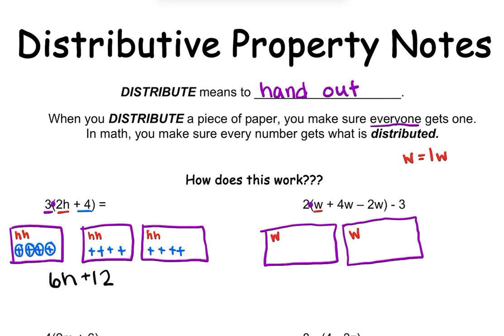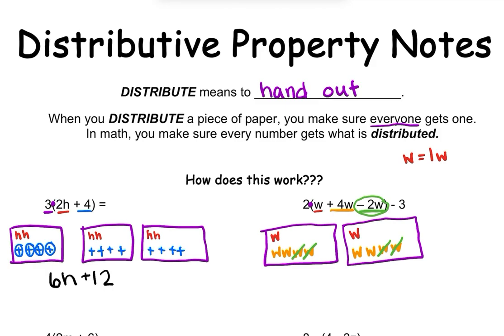Okay? And then the next thing I have is positive 4 W's. So I need 4 W's. So 1, 2, 3, 4. 1, 2, 3, 4. And then last, I have minus 2 W's. So when we have a minus 2W, we're actually going to get rid of 2 W's. So I'm just going to mark those out. Get rid of 2 W's in each box.